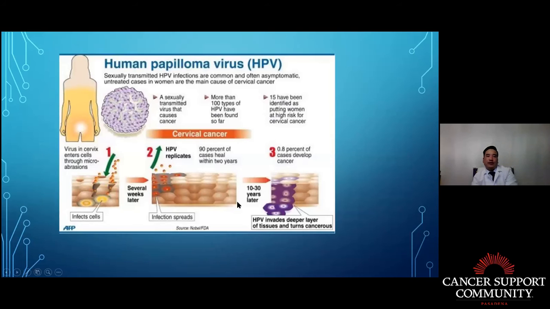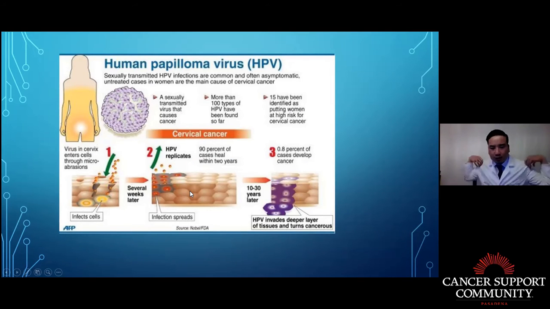So human papillomavirus means sexually transmitted HPV infection, and it's very common, and actually most are asymptomatic. Untreated cases in women are the main cause of cervical cancer. So look at this diagram here. You kind of see the virus enters the cervix through micro abrasions, breaks in the cervix, and they can infect the cells. Several weeks later, the infection spreads.